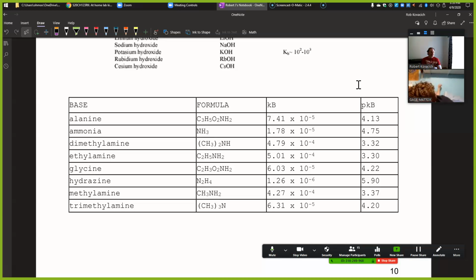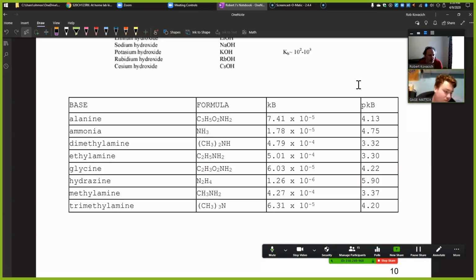What do all of these substances have in common? Aniline, ammonia, dimethylamine, ethylamine, glycine. They all have nitrogen in them, right? Those nitrogens have lone pairs of electrons on top of them. They all act like bases. So all of those bases are able to accept protons because of the nitrogen. So we've got all the bases there.